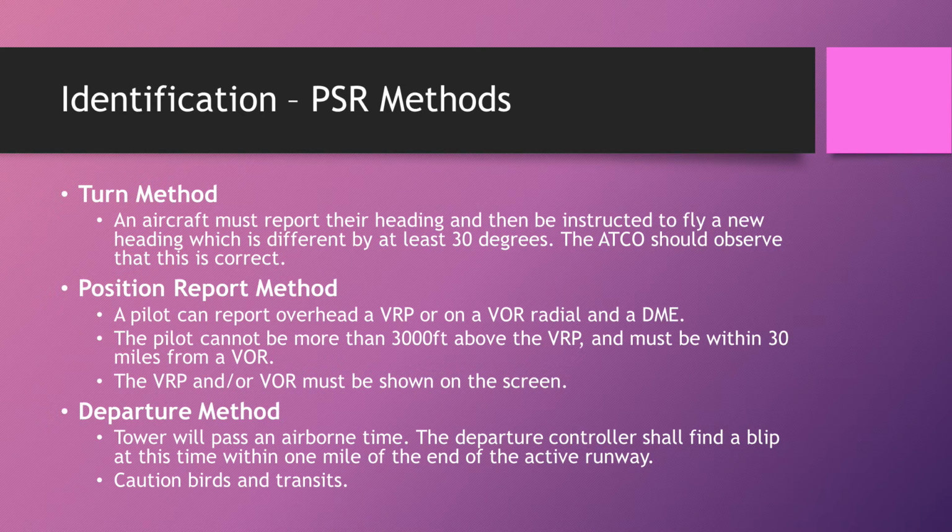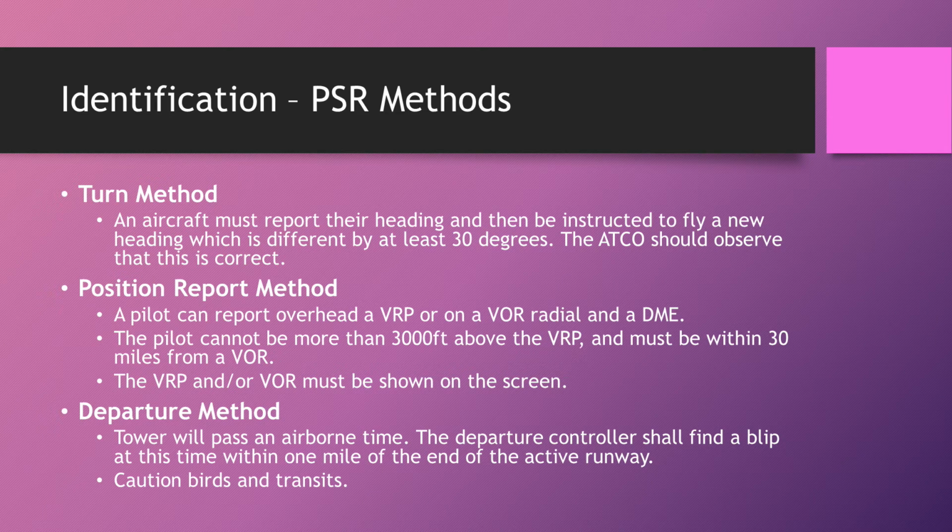The other PSR method is a departure method. So this is what I know Manchester use in the real world. I'm not sure about other aerodromes. We don't tend to use it on VATSIM at the moment. But basically what happens is the tower will pass an airborne time to the departure controller. The departure controller will then find the blip that will appear within 1 mile at the end of the active runway. And basically because the blip appeared at that time, they know who it's going to be, because the tower controller's just told them. So therefore they've identified the aircraft.